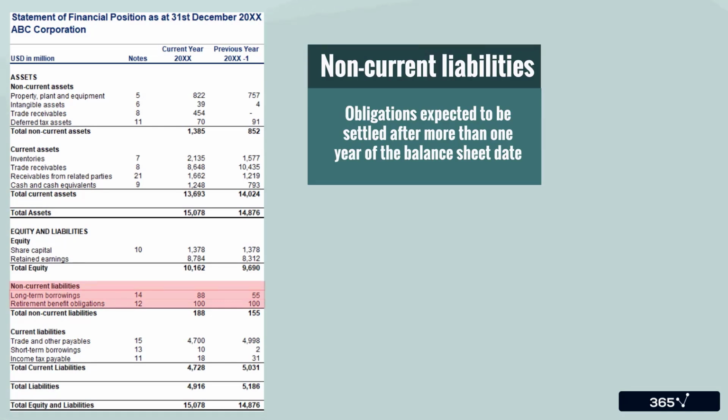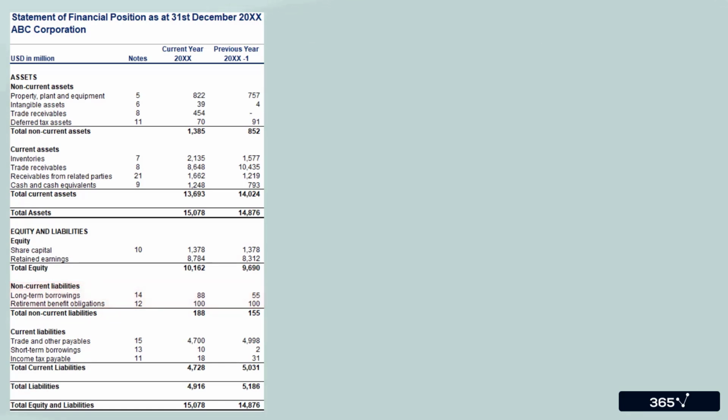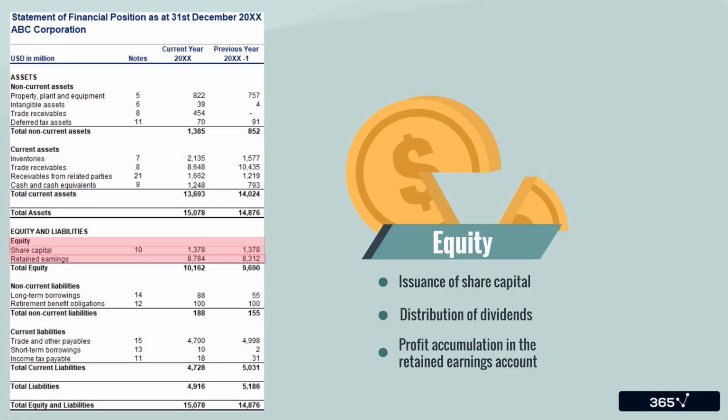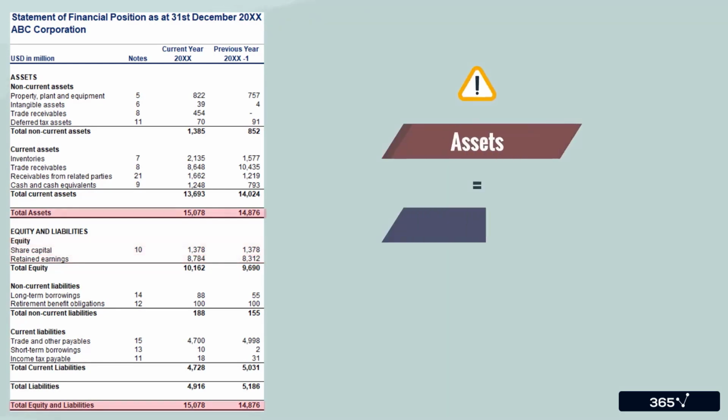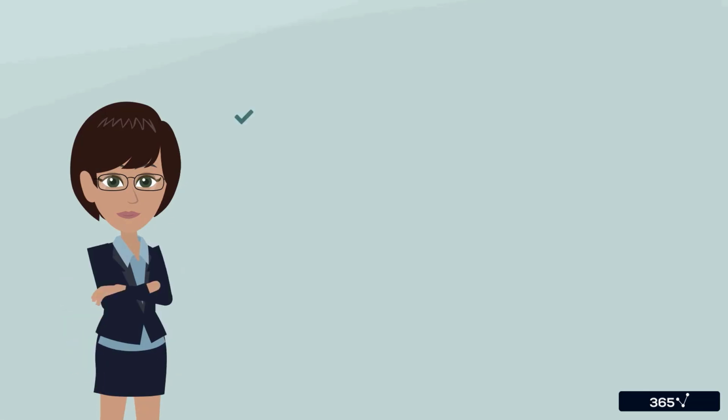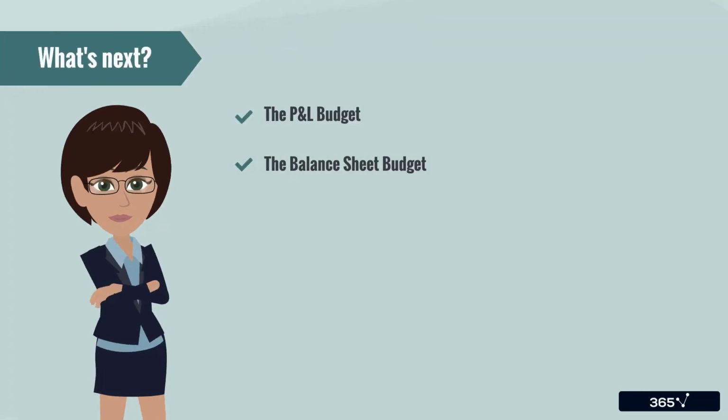Finally, we need to balance up the balance sheet by estimating the expected owner's equity. It is affected by all the transactions with shareholders, such as the issuance of share capital, distribution of dividends, or profit accumulation in the retained earnings account. More on that later in the course. Excellent. Don't forget that the sum of total equity and liabilities should always reconcile to total assets. This stands not only for a firm's historical balance sheet, but also for its predicted statement of financial position. Good job, everyone. After we prepare a budget for the P&L and the balance sheet, we can move on to cash flow planning.